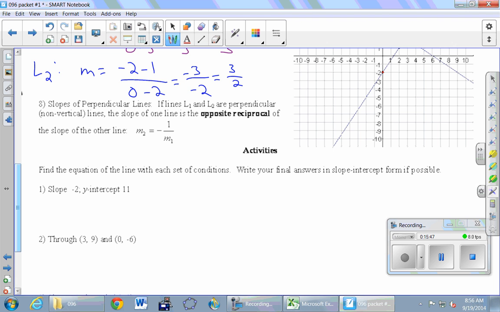Okay, the activity is there. I think that you have plenty of time if you're working efficiently to get all the way through this activity and then get a good jump on the homework assignment for the weekend. Get started.